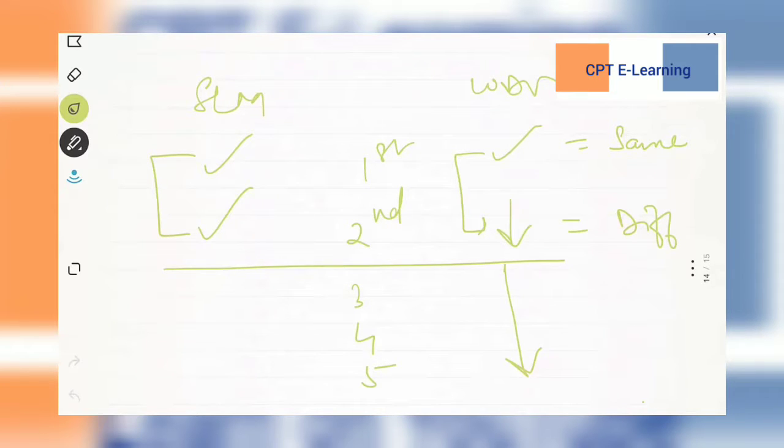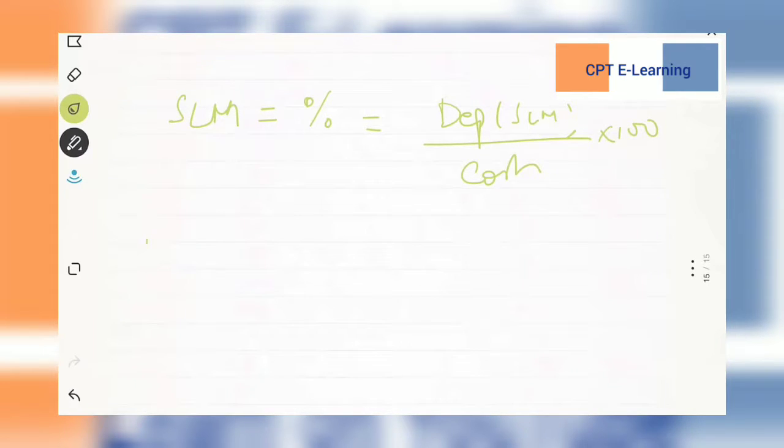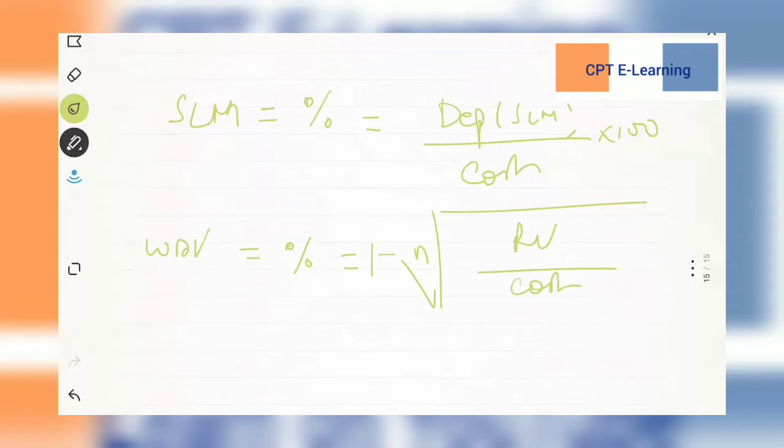Now let's have a look at the formula through which the percentage is calculated in WDV. See, in SLM, if we had to find out the percentage of depreciation, we used this: depreciation as per SLM divided by the cost of the machine into 100. While in WDV or the reducing balance method, if we have to find out the percentage, it is in this manner: 1 minus nth root of residual value divided by the cost of asset, into 100. See, this is how it was computed.